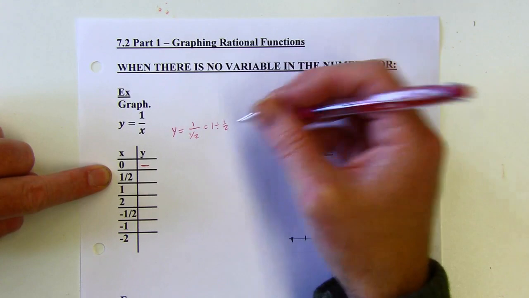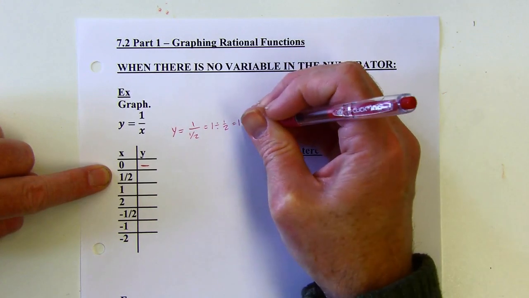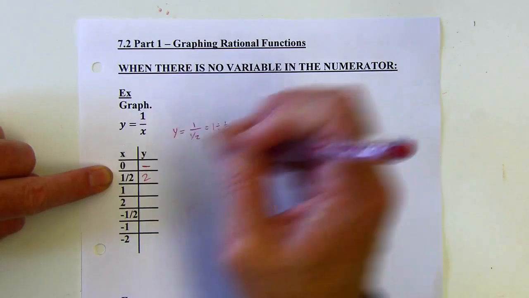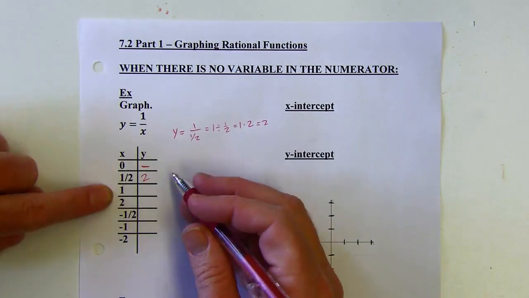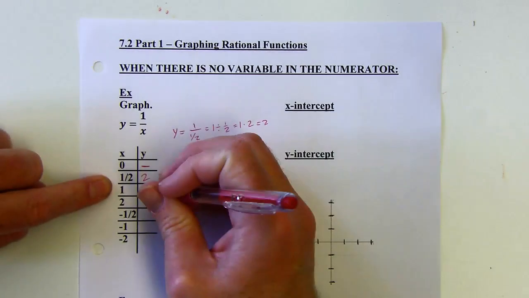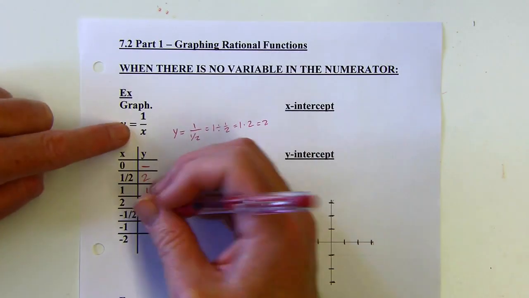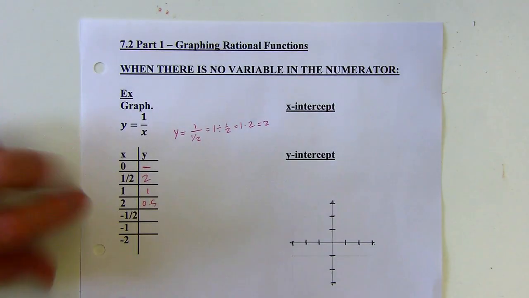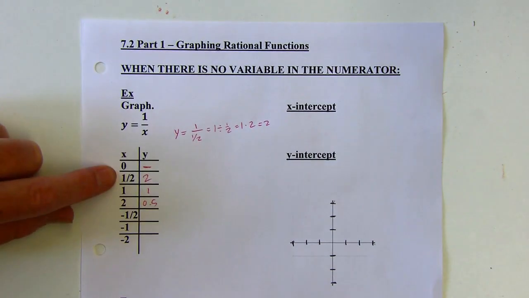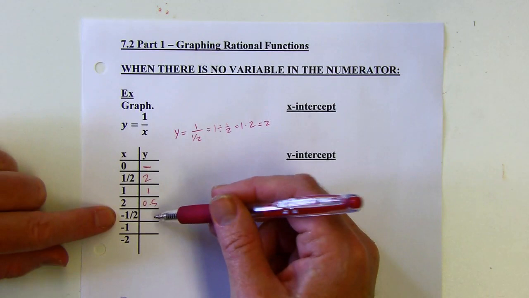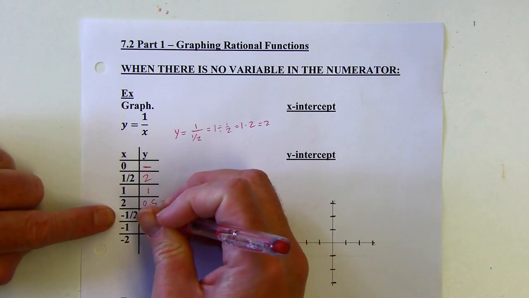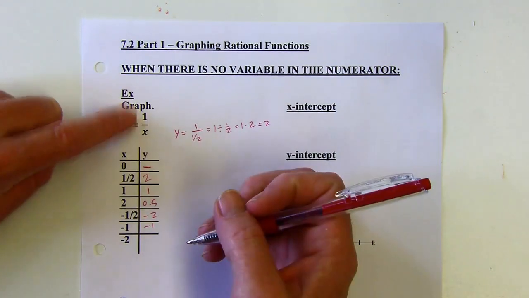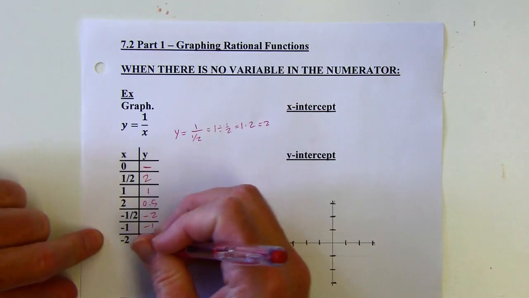So that's 1 divided by 1/2. That's the same as 1 times 2, right? I can flip that fraction around to make multiplication, and then, hey, this equals 2. Okay? 1 divided by 1 is 1. 1 divided by 2 is 1/2, so I'll just put 0.5. Okay? If I'm divided by positive 1/2, I get 2. So when I divide by -1/2, I'm going to get -2. 1 divided by -1 is -1. And then 1 divided by -2 would be -0.5.